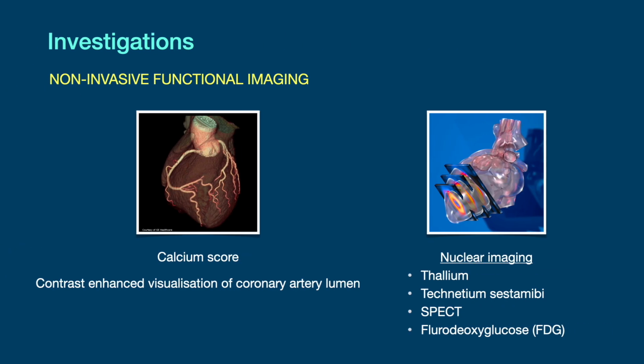Cardiac CT is useful for assessing suspected ischemic heart disease using two main methods: the calcium score or the contrast-enhanced CT, which allows visualization of the coronary artery lumen. If these two techniques are combined, cardiac CT has a high negative predictive value for ischemic heart disease. Other imaging that can be used also includes nuclear imaging, and this technique uses radiotracers which are extracted by the normal myocardium. Examples include thallium, technetium, and fluorodeoxyglucose or FDG, which is used in positron emission tomography, PET scans.